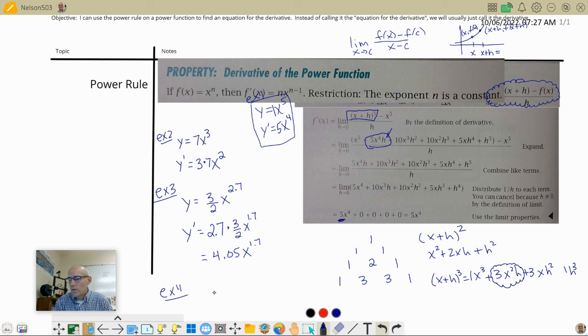So you could have, let's try one real quick. Example 4. Let's say you had y equals x to the pi power. Okay, so what's the derivative? Put the video on pause. You try. All right, so I got pi x to the pi minus 1.